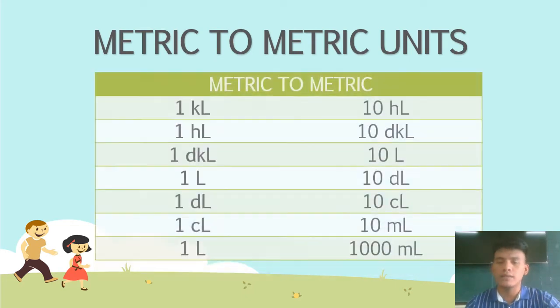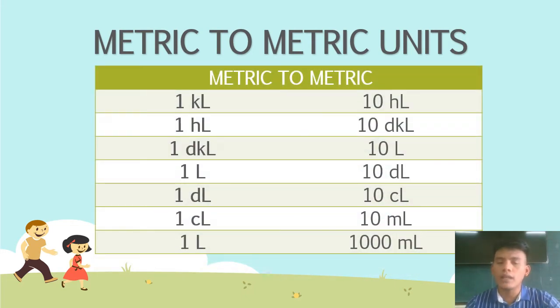Metric to metric units of volume. 1 kiloliter is equal to 10 hectoliters. 1 hectoliter is equal to 10 decaliters. 1 decaliter is equal to 10 liters. 1 liter is equal to 10 deciliters. 1 deciliter is equal to 10 centiliters. 1 centiliter is equal to 10 milliliters. 1 liter is equal to 1000 milliliters.